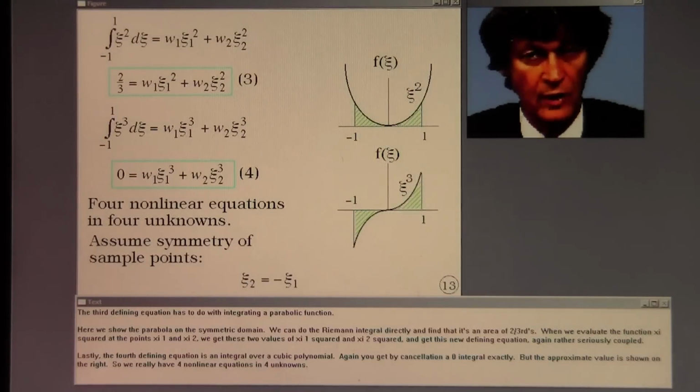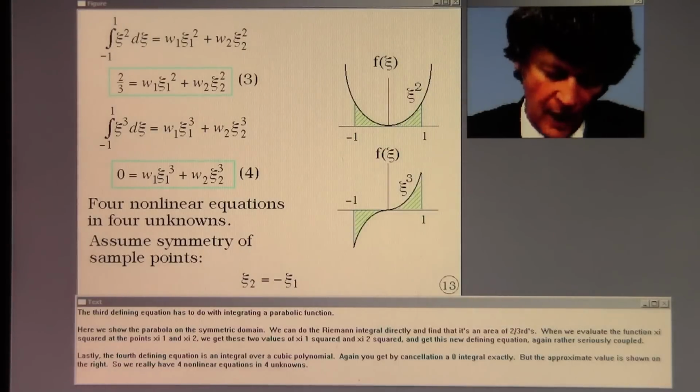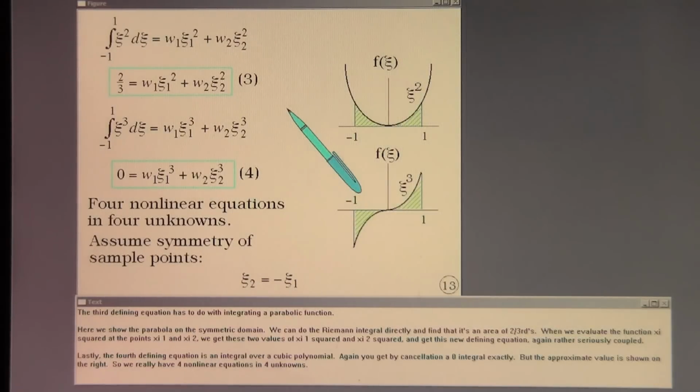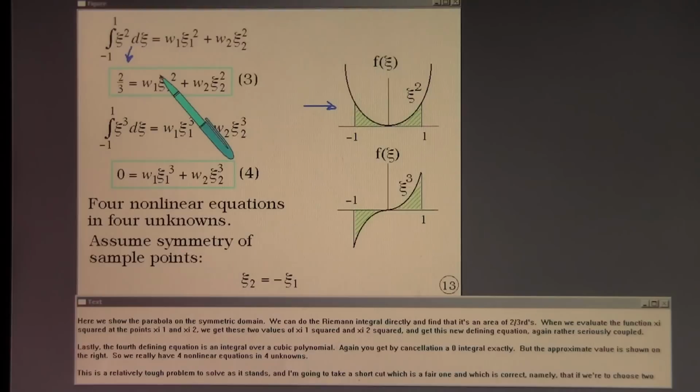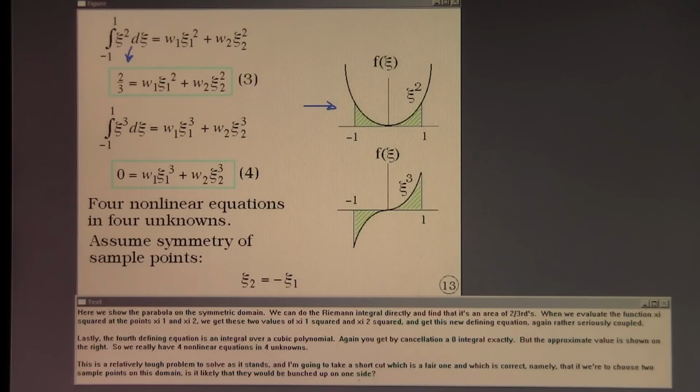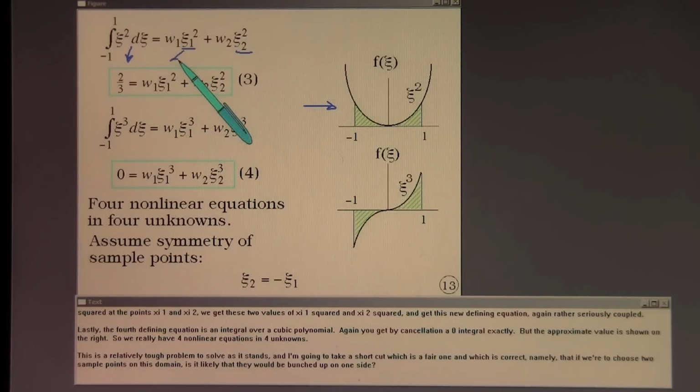The third defining equation has to do with integrating a parabolic function. Here we show the parabola on the symmetric domain. We can do the Riemann integral directly and find that it's an area of 2/3. When we evaluate the function c squared at the points c1 and c2, we get these two values, c1 squared and c2 squared, and get this new defining equation.